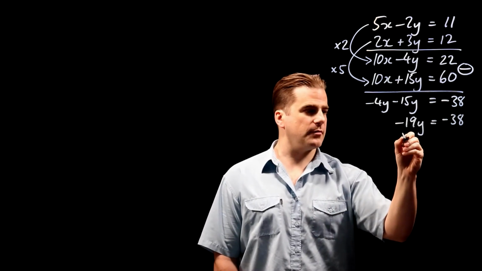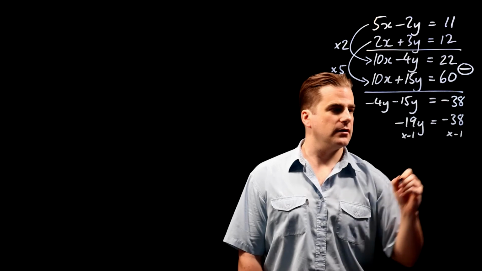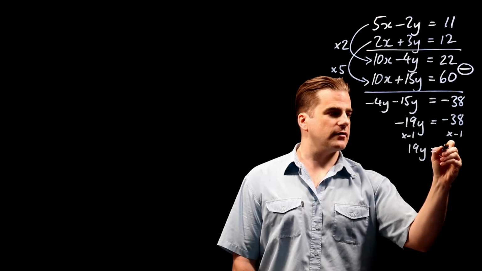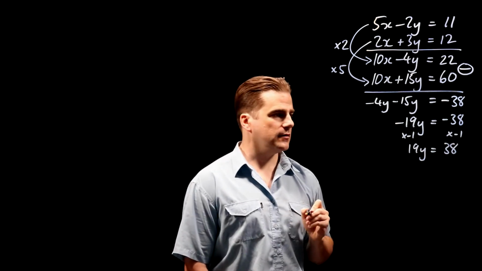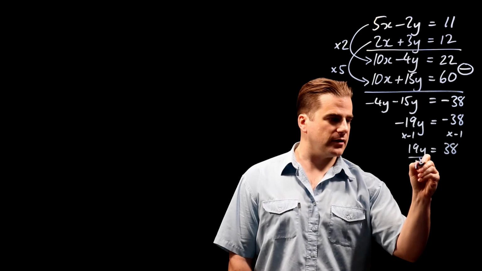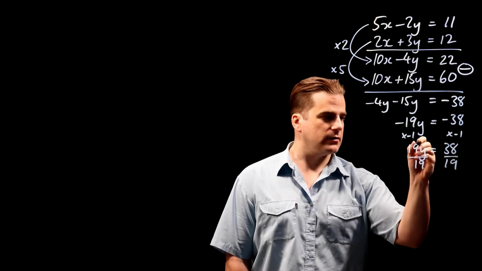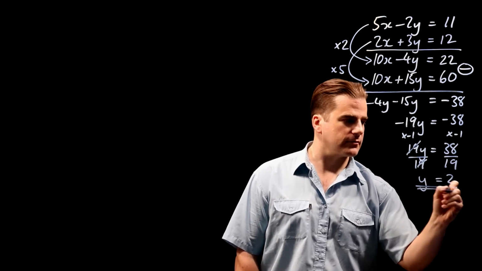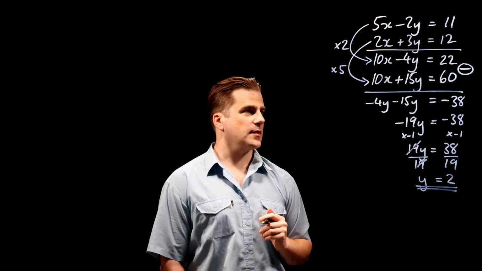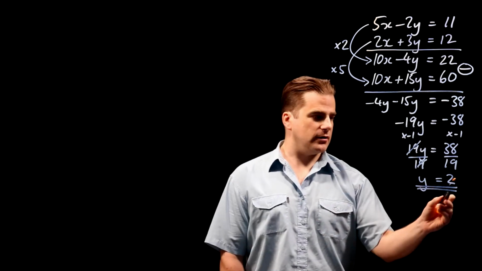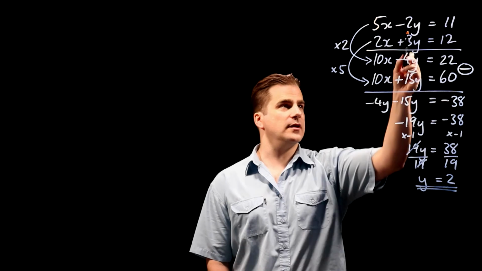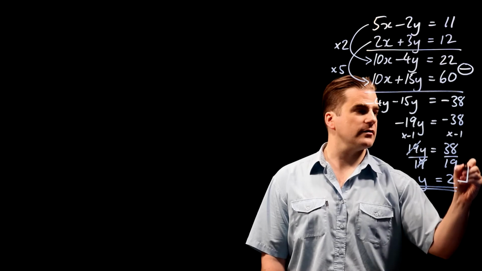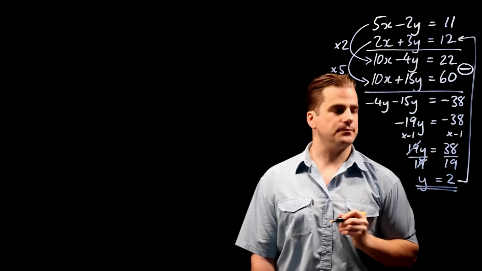Okay, multiply both sides by minus 1 to turn them both positive. We get 19y is 38. And finally, get y by itself by dividing by 19. And we get y is 2. That was easy. Okay. Now we're going to sub in y equals 2 into one of the original equations. Doesn't matter which. Let's put it into that one.